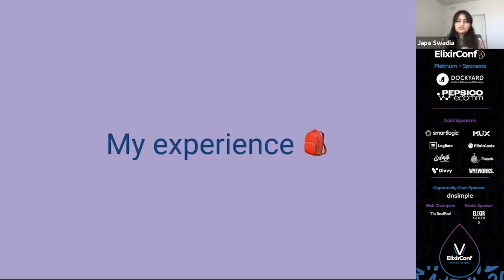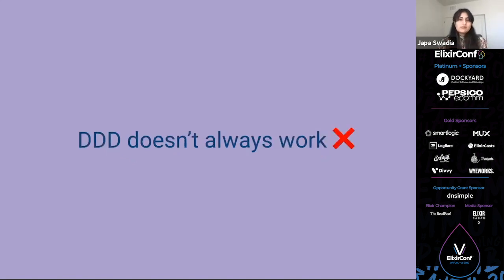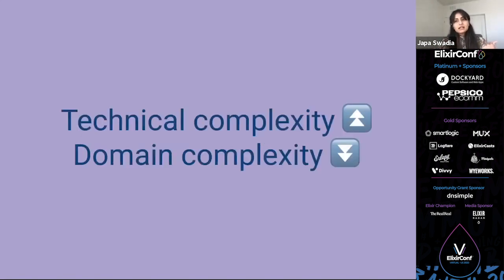And I just wanted to share an example from my experience working with Elixir over the last few years. It's that domain-driven design is a great idea, but it doesn't always work. And when does it not work? It sometimes doesn't work when the technical complexity of an application is very high as compared to the domain complexity. And this is very likely when you're working with heavy platform-like applications.